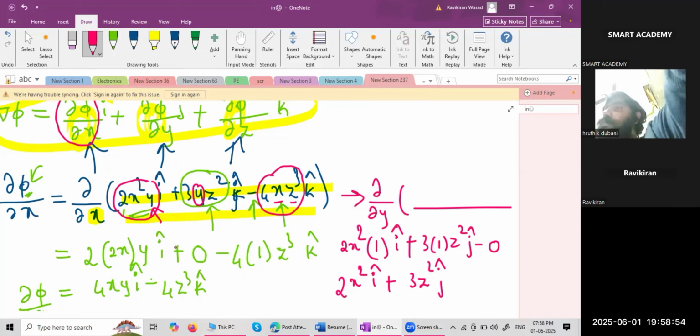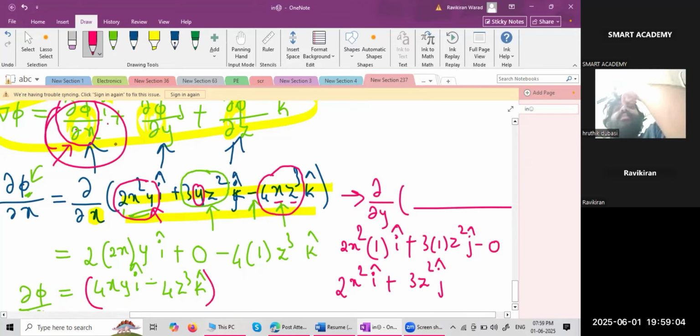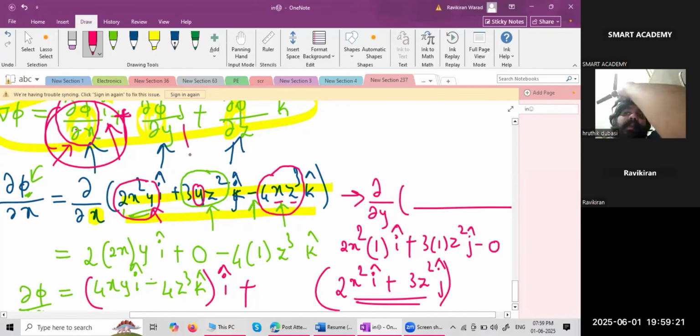Yes or no? This result I got. Are you following this? This result I got here. I is there, so let me write i cap. Next, plus symbol is there, no? Let me write plus. For that, ∂/∂y, that means this one. This is the answer. Keep it in bracket: 2x square i cap, outside what is there, 3z square j cap.